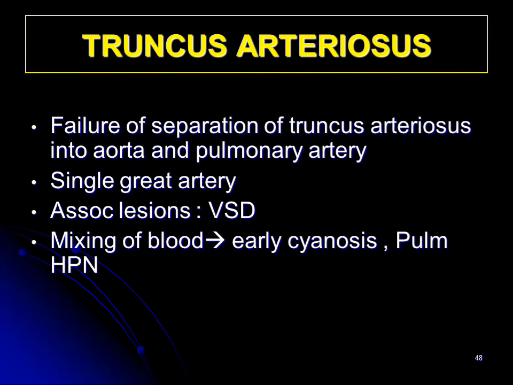Another type of right to left shunting anomaly is called truncus arteriosus. Truncus arteriosus is an uncommon congenital cardiovascular anomaly that is characterized by a single arterial trunk arising from the normally formed ventricles by means of a single semilunar valve known as a truncal valve. This is caused by the failure of separation of the great vessels, aorta and the pulmonary artery, and they remain as a single large vessel known as truncus arteriosus.